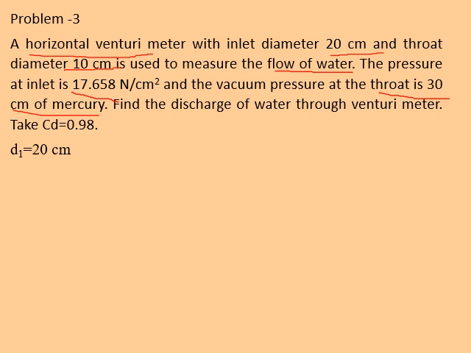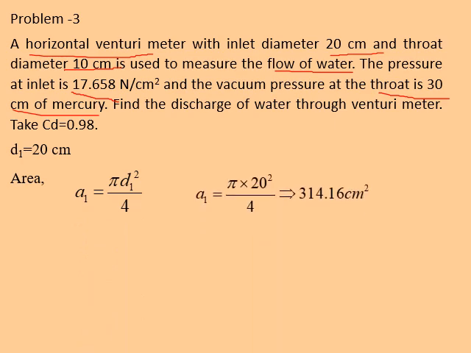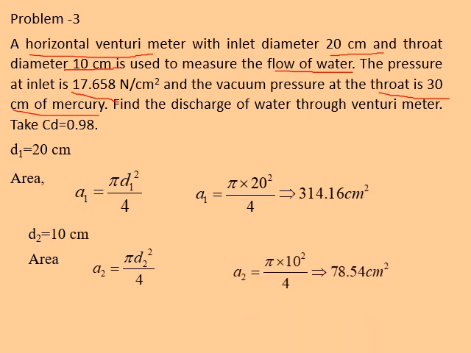Now see the solution. Diameter at section 1 is 20 centimeter. Now calculate the area at section 1. That is equal to 314.16 centimeter square. Diameter of the throat is 10 centimeter. Find out the area of the throat, that is 78.54 centimeter square.